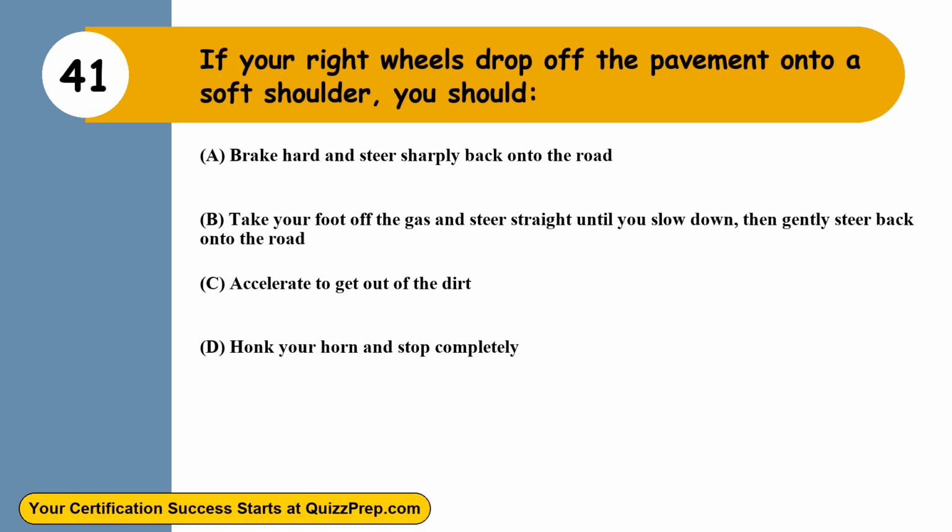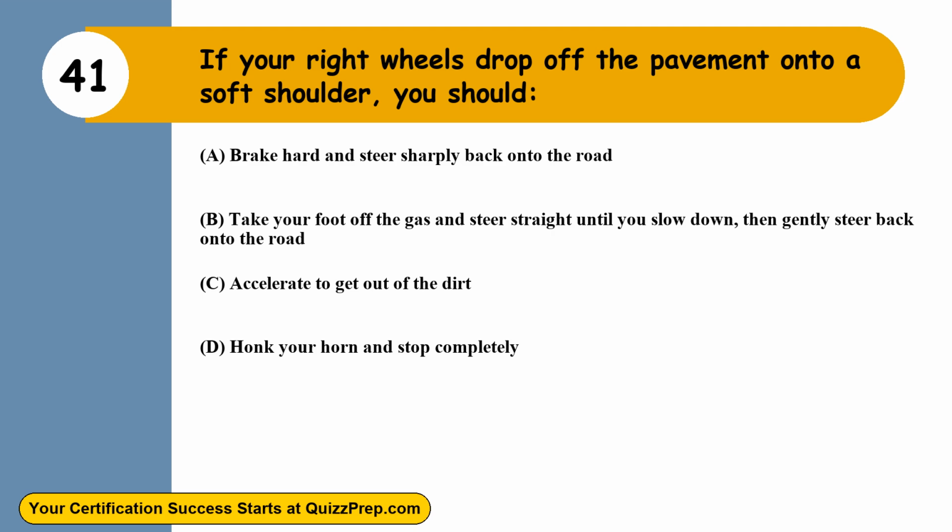Question 41. If your right wheels drop off the pavement onto a soft shoulder, you should: Option A, brake hard and steer sharply back onto the road. Option B, take your foot off the gas and steer straight until you slow down, then gently steer back onto the road. Option C, accelerate to get out of the dirt.